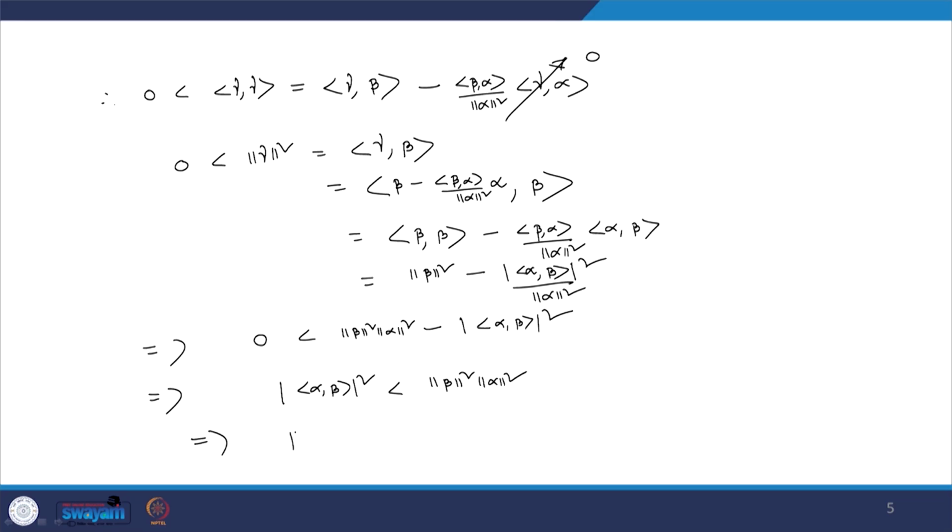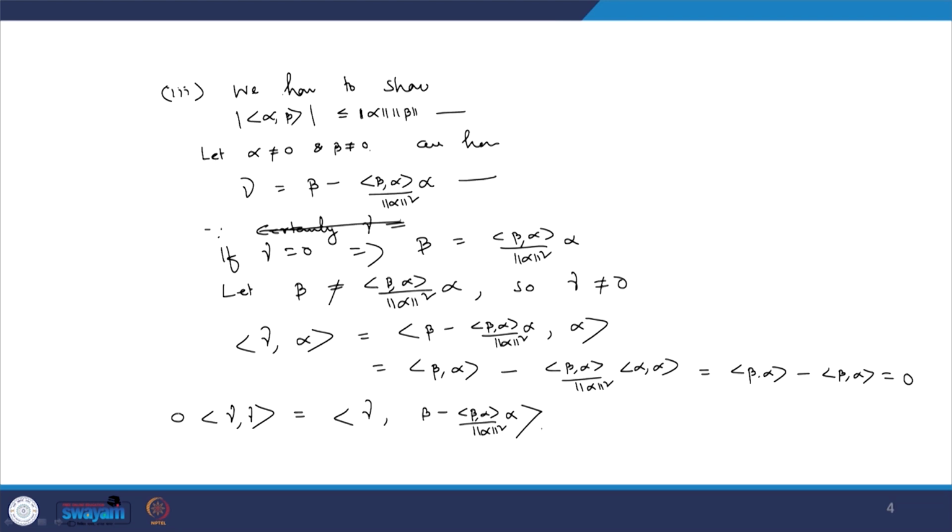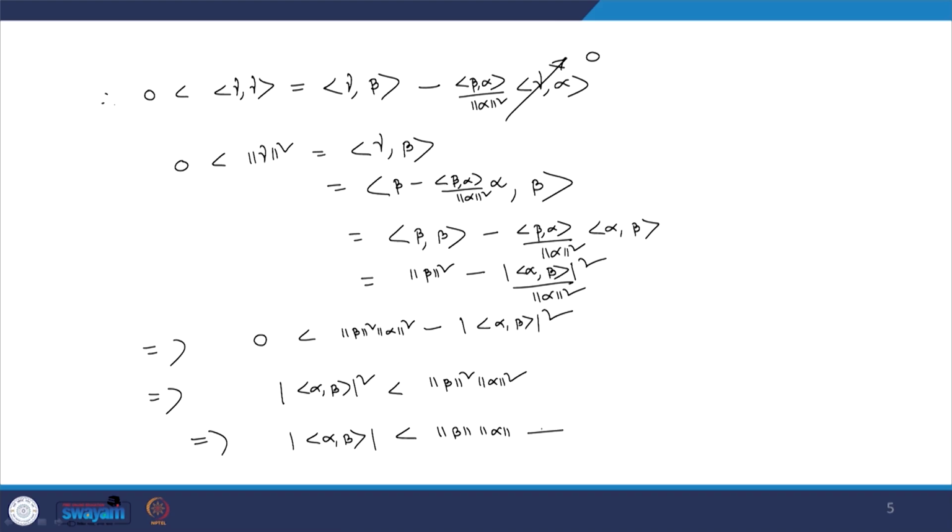This implies mod of inner product of alpha beta will be less than norm of beta into norm of alpha. Equality will come into the picture if beta equals inner product of beta alpha by alpha square into alpha, that is, a scalar multiple of alpha. So, in that case equality will come into the picture.